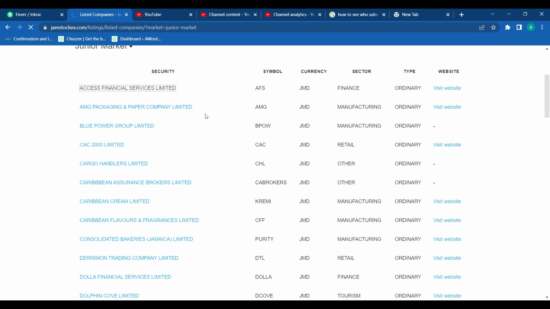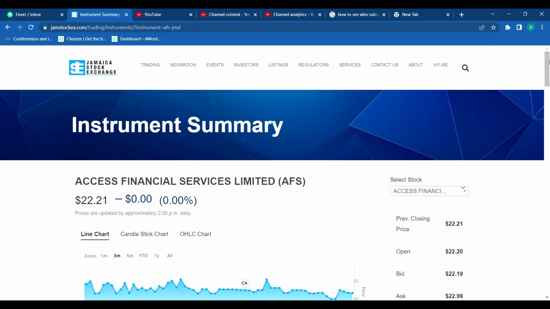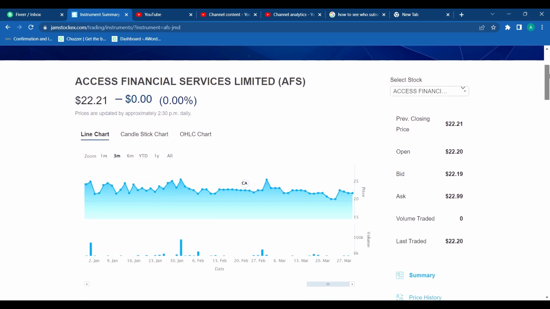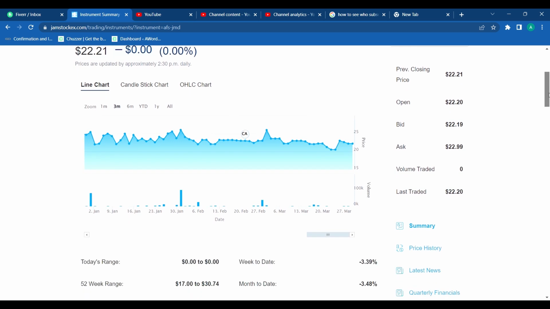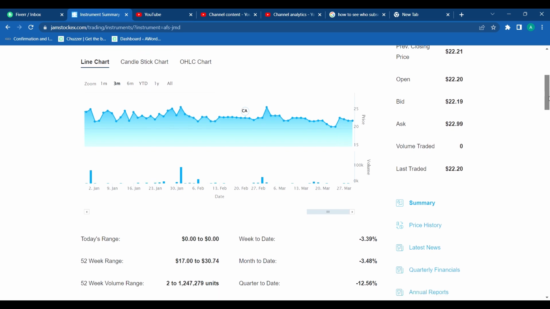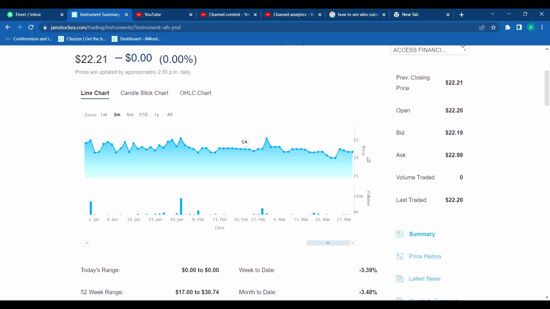Now when we click on Access Financial Services Limited, you will see that as of March 29th, the current stock price is $22.21. You will see that the amount increase or decrease is in blue, so the stock didn't rise at all. You will see $0.00, which means the stock neither decreased nor increased on that day. There's also the chart which shows you the movement of the price of the stock and how much volume was traded on each day.